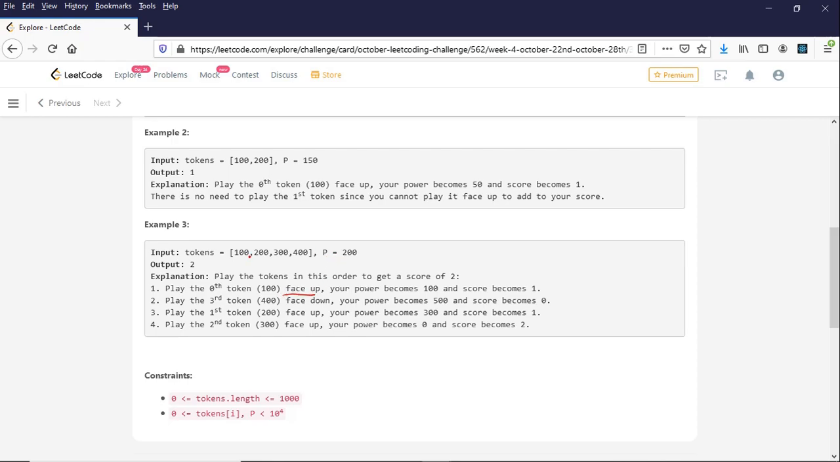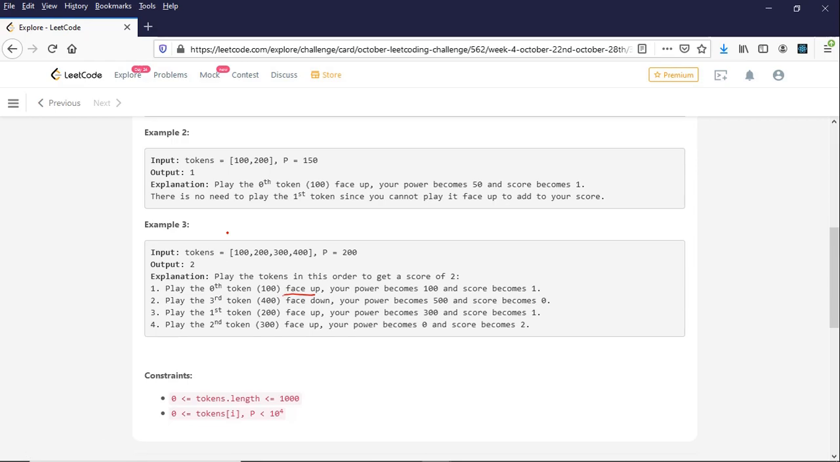So I can do a face up only if my power P value is greater than the lowest value in the token, right? Now, it's not mentioned that the token's values will be sorted. So we have to find out the lowest value, and we can trade that token value with the power P, and that way we can get the score. We can increase the score.